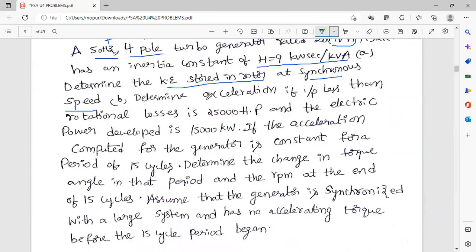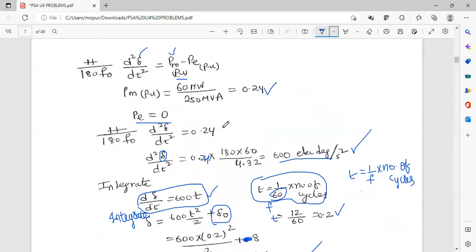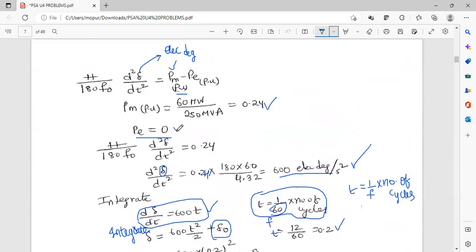Then we will read the remaining part of the question. Determine acceleration. They have asked us the value of acceleration, if the input power less than rotational losses is 25,000 HP. Unit is very, very important. They have given it in HP. And the electrical power developed is 15,000. They have given mechanical power and electrical power. In the previous problem, they had given only mechanical power, so we had taken electrical power as 0. You can observe here, electrical power is taken as 0.